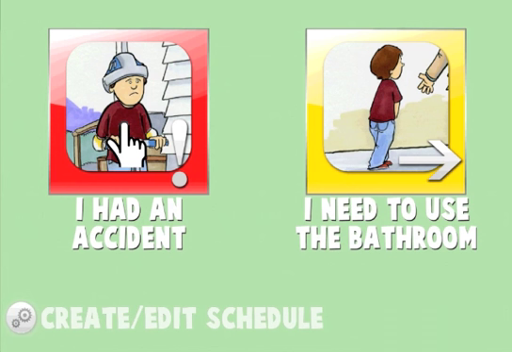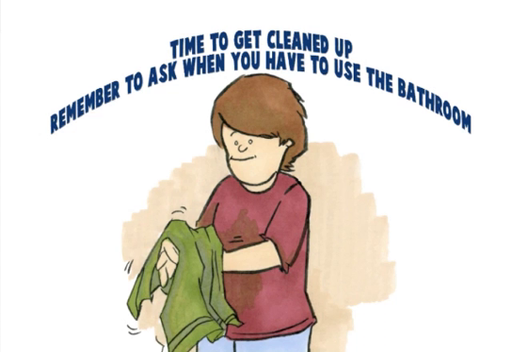Have them click on the I had an accident button. The app has them tap again to verify they selected the correct button. Tap again if you had an accident. The app tells them to go get cleaned up and encourages them to avoid accidents. Time to get cleaned up. Remember to ask when you have to use the bathroom.